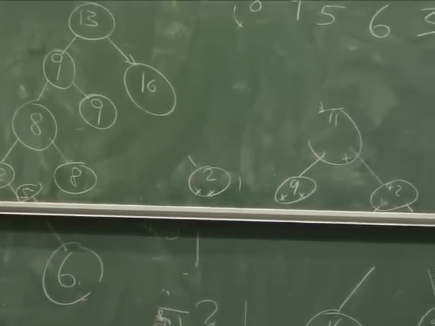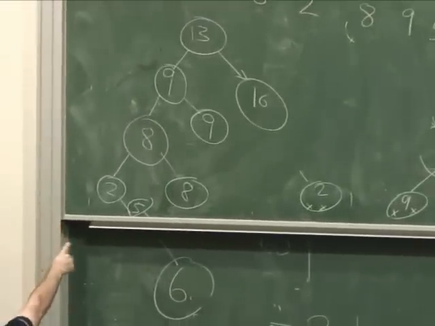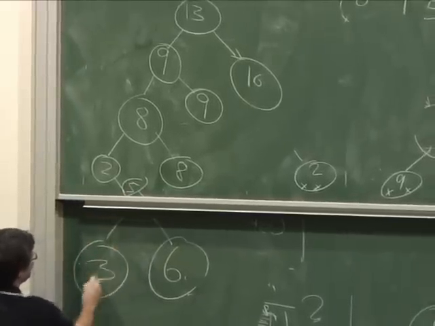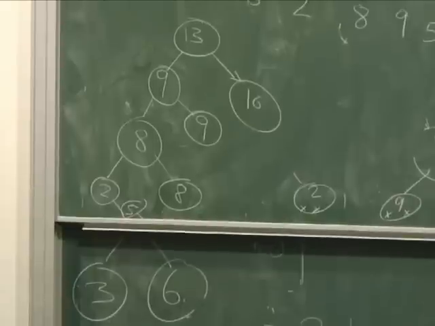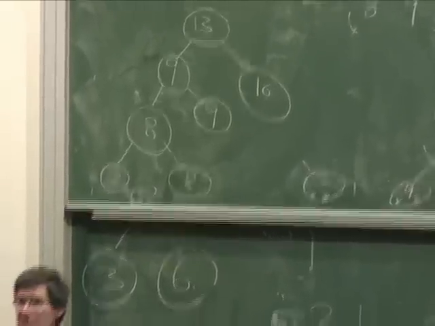And then the last one we're inserting is a 3, which is smaller than 13, smaller than 9, smaller than 8, bigger than 2, but smaller than 5. Ta-da! And that's our tree. Not super balanced, but it's a tree. Who drew that?